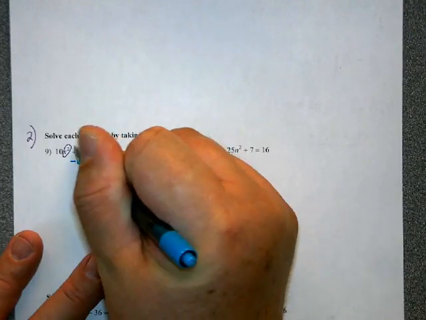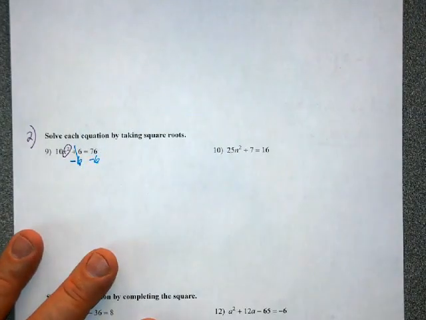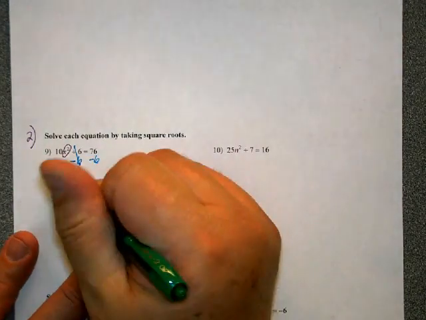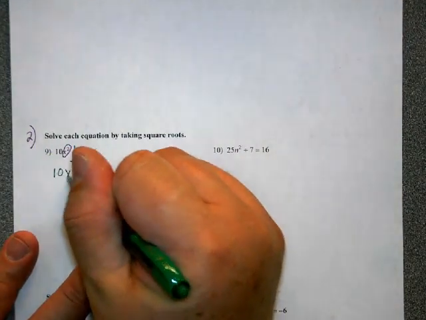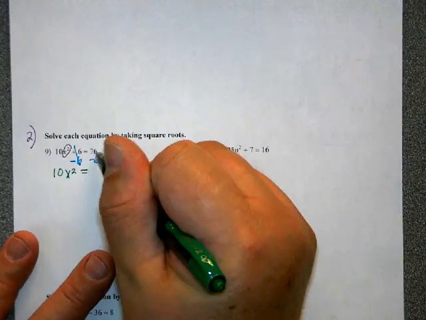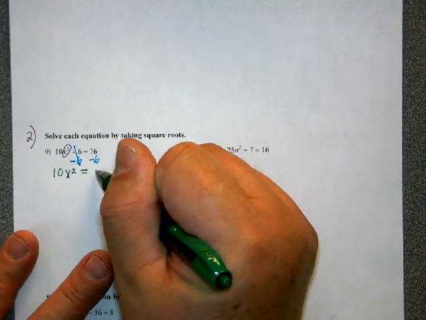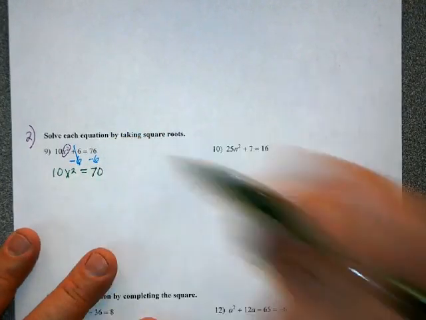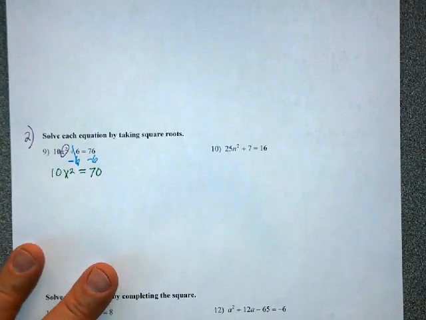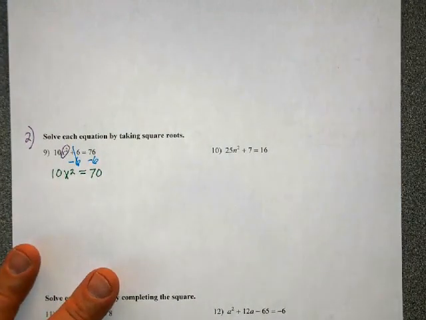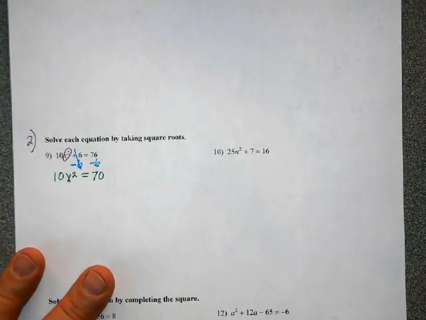So I have my 10x squared equals 76 minus 6, 70. Still got to get that x squared by itself, so I'm going to divide both sides by the coefficient 10.